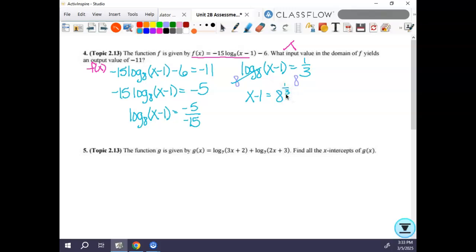8 to the 1/3 power is the same as the cube root of 8, something we should know. So x minus 1 equals 2. I add 1 to both sides, x equals 3. Then we check it, because it even says in the domain. So I take my 3. 3 minus 1 would give me a positive number, so I like that. That's my answer.